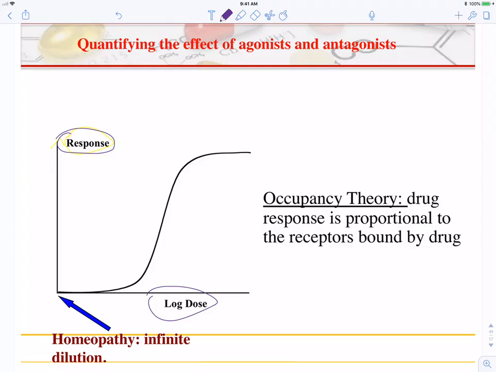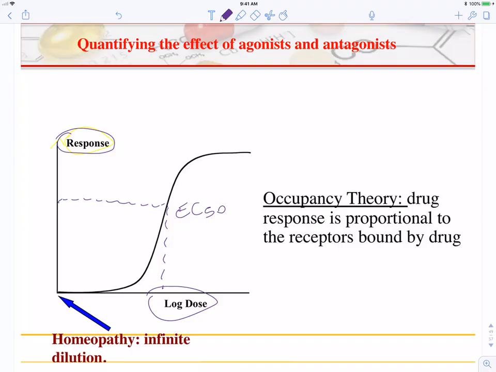And by doing that, we obtain a nice sigmoidal curve, which gives us the same quantities or equivalent quantities that we have seen before, where EC50 is the concentration of drug that elicits 50% of the maximum response.